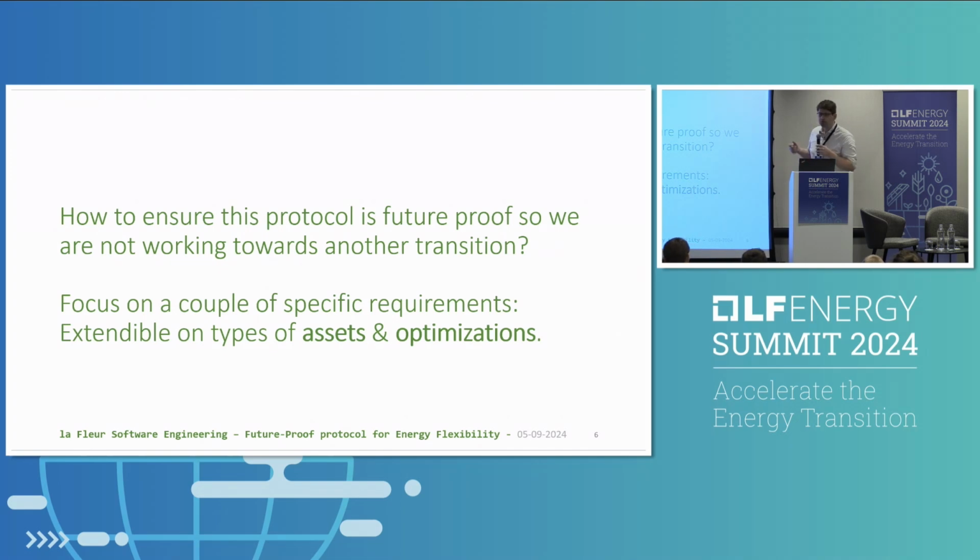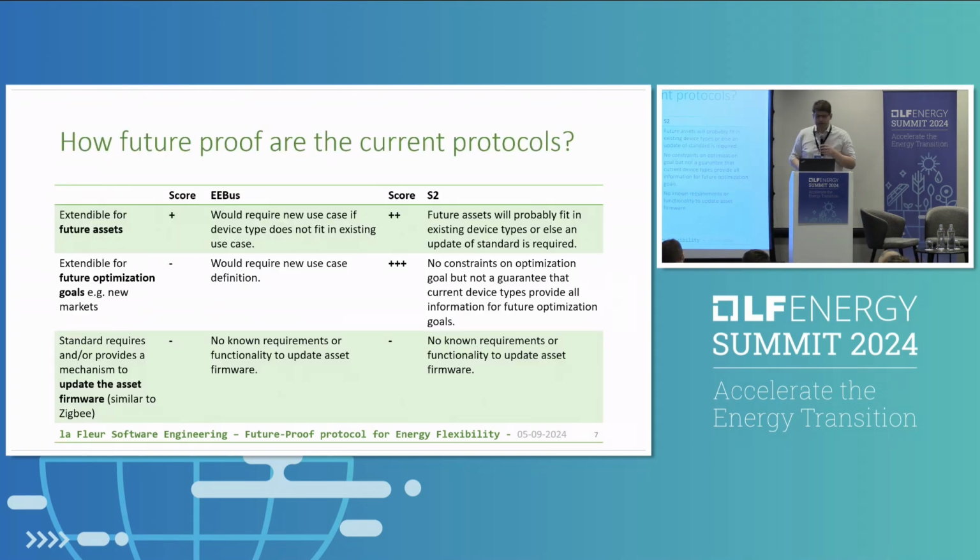And I'm going to zoom in on two different requirements, namely what happens if we introduce a new asset and what happens if we introduce a new optimization goal. So I have a table here with the two protocols as columns and some type of score that I've given to give some feeling of how well each scores on these requirements. And on the left, for each of the rows, we have a different requirement.